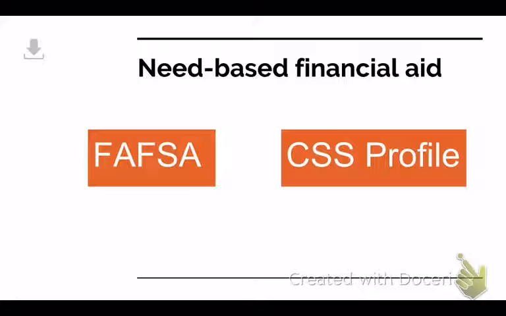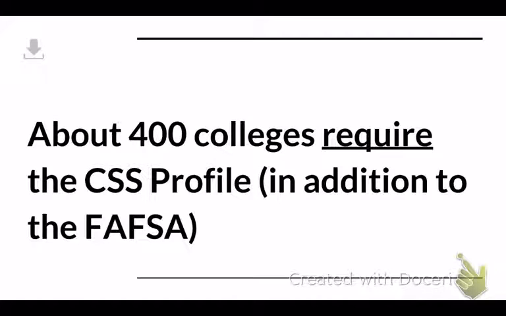Any college or university that awards federal student aid must require that students complete the FAFSA in order to determine eligibility for federal aid. Most colleges and universities nationwide use the FAFSA as their sole application for need-based financial aid, so students applying for aid to those colleges only need to complete the FAFSA. However, there are about 400 colleges which require that the CSS profile also be completed in addition to the FAFSA. Those colleges use the CSS profile to assess the student's eligibility for the college's own institutional aid dollars.